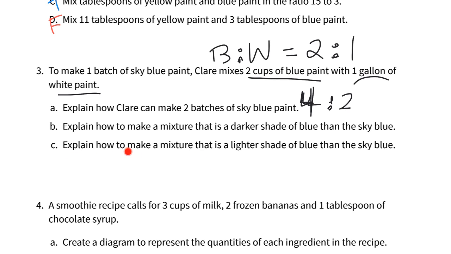And then similarly, explain how to make the mixture a lighter shade of blue. Well, all you have to do is take your blue and reduce it by a number. Like take that 4 and turn it into a 3, keeping the white the same. Very good.